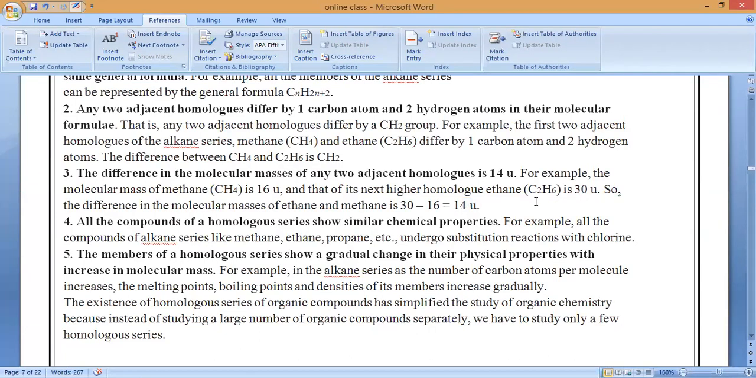So let it be with this. I will wind up today's class. Tomorrow onwards, our classes will be very, very important. Functional group. Most probably questions will be asked from that only. So be attentive and learn till here.